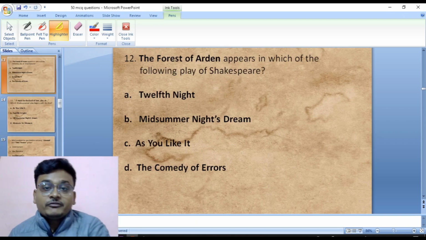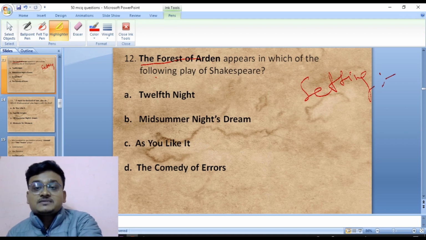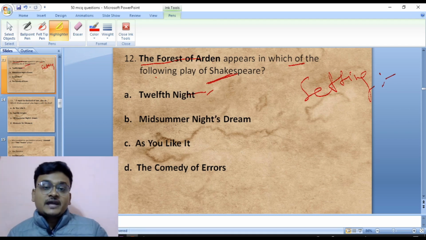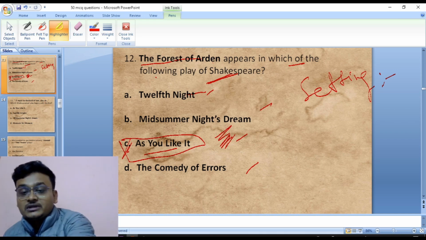The Forest of Arden. This is the setting of which play of Shakespeare? The Forest of Arden appears in which of the following plays of Shakespeare? Options are Twelfth Night, A Midsummer Night's Dream, As You Like It, The Comedy of Errors. So the option is As You Like It. The Forest of Arden appears in the comedy As You Like It. Okay, now move to the next question.